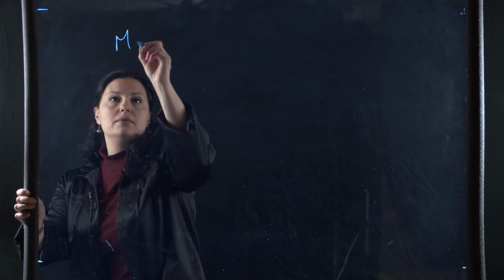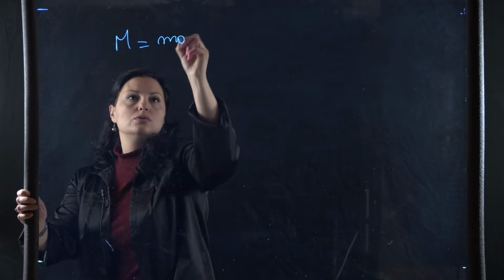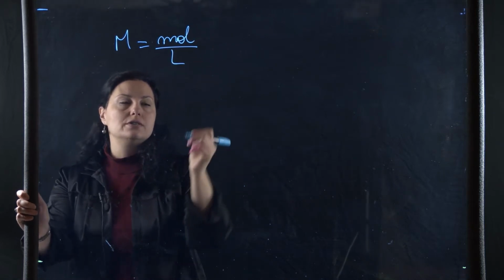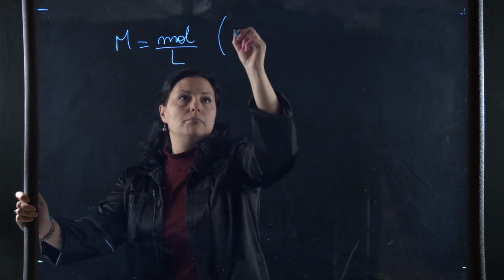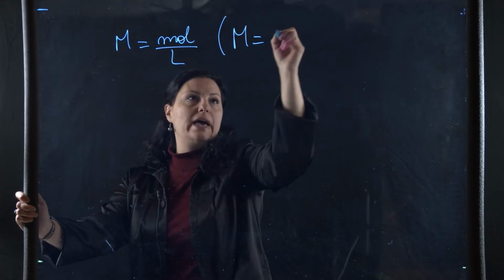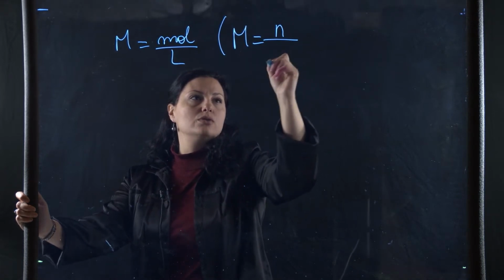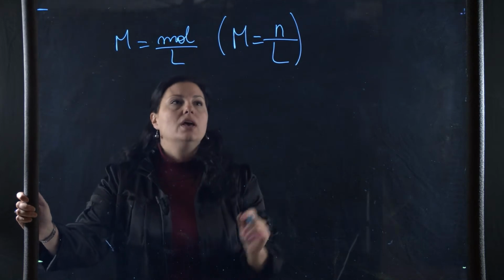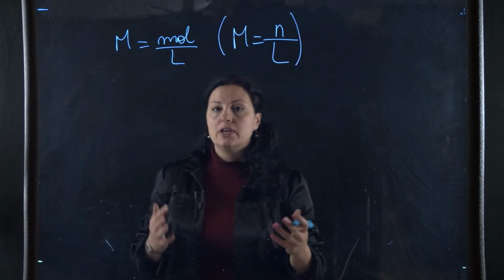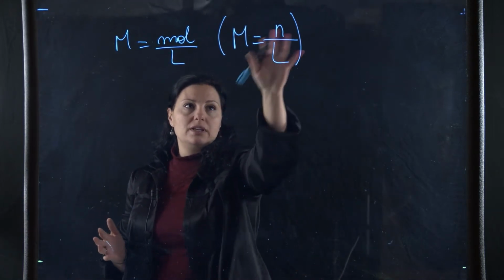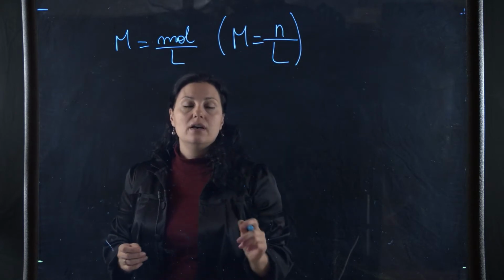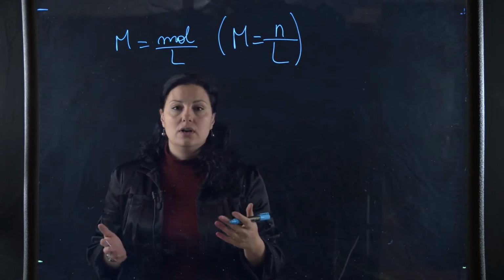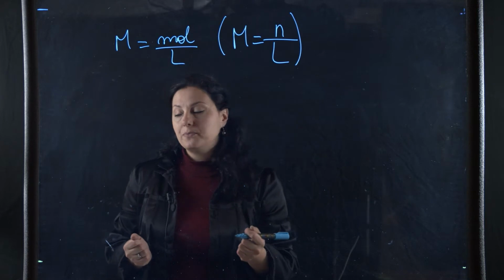Okay, let's take a look at how to do problems with molarity. Remember that molarity, big M, is equal to moles over liters. So big M is equal to little n, the number of moles, over liters. Now remember this formula because you might be asked to manipulate it to figure out any of these three variables, depending on which two you're given.